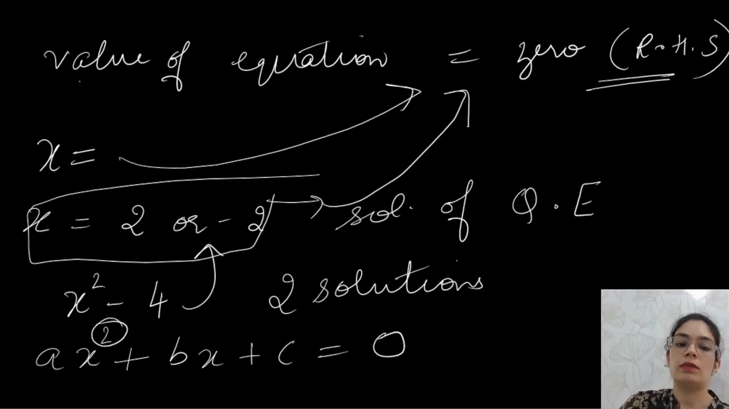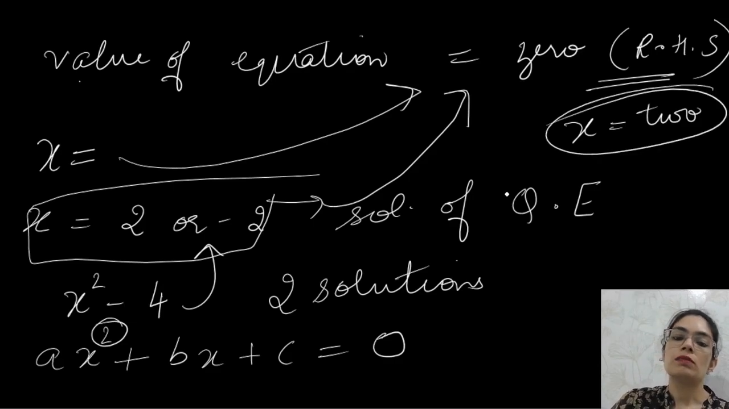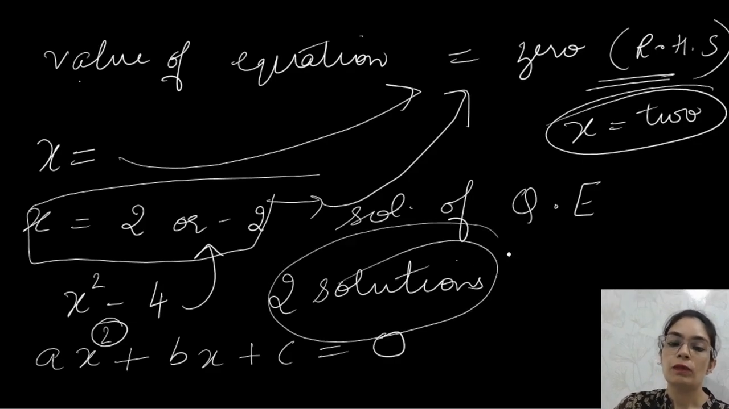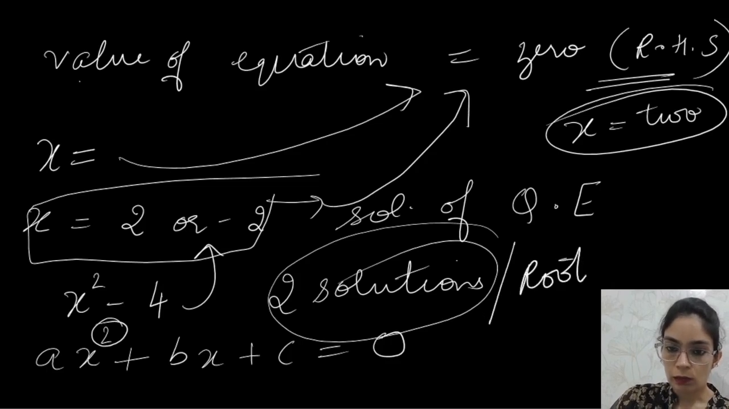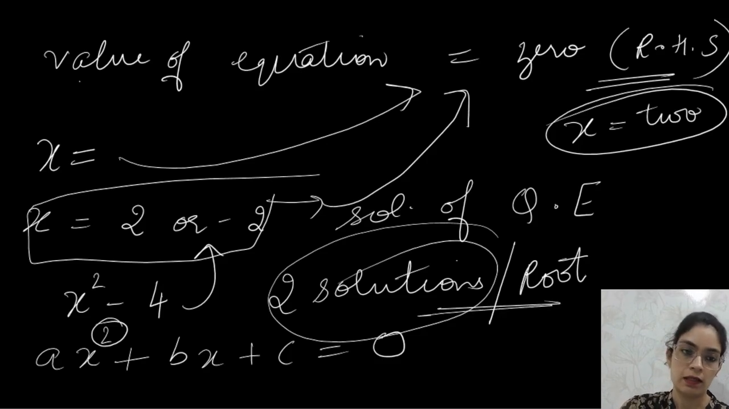Here the highest degree of the variable is 2. So from there also you can remember that we will always get two values of x. That means for quadratic equations we always get two solutions. And moreover, you have to remember one thing: solution and root, both terms are the same. You may get a question that says find the root, or solution. Root and solution mean the same. Both words have the same meaning.